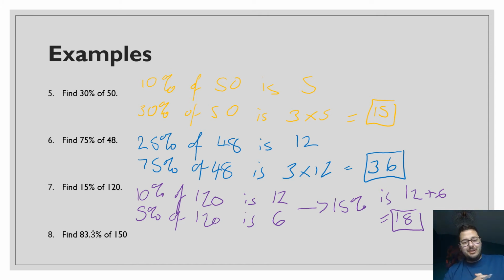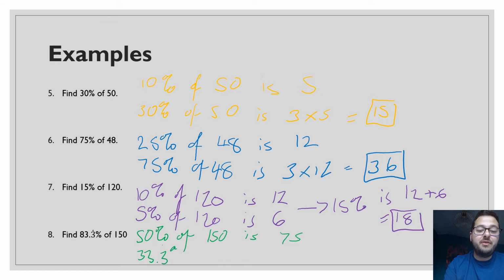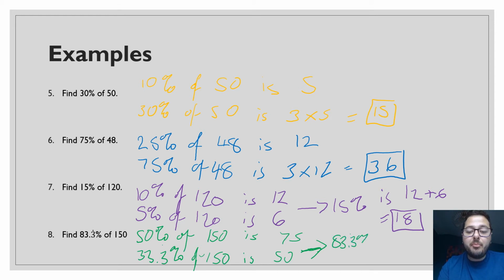All right, and then the last one, we want to find 83.3 recurring percent of 150. So this to me is a little bit more tricky, but it's looking like 50% plus 33.333%. So let's do 50% first. So 50% of 150 is half of that, which is 75. And then 33.3 recurring percent of 150, well, that's a third. And a third of 150 is 50. So that means that 83.3 recurring percent of 150 is those added up, which is 125.